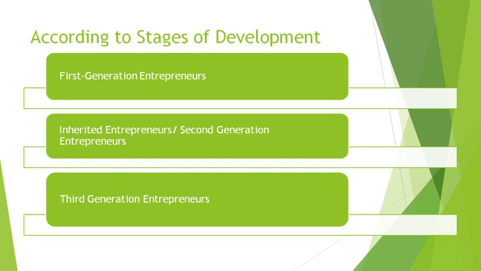According to stage of development, first generation are those who create the business at their own risk and are the first one. Inherited or second generation means what? The ancestors have created the business, the first generation, and they are following that. Okay, third generation is where their grandparents have created the business and they are inheriting the same thing.